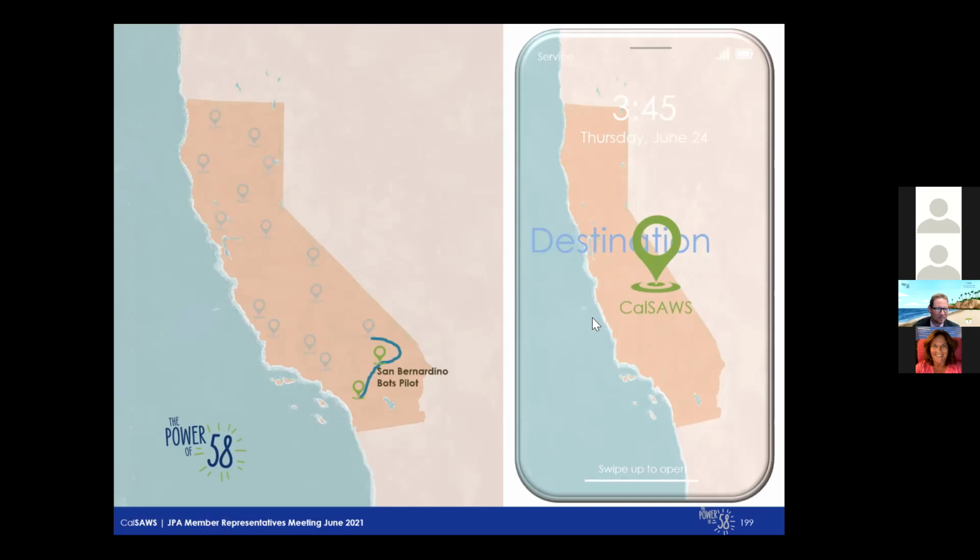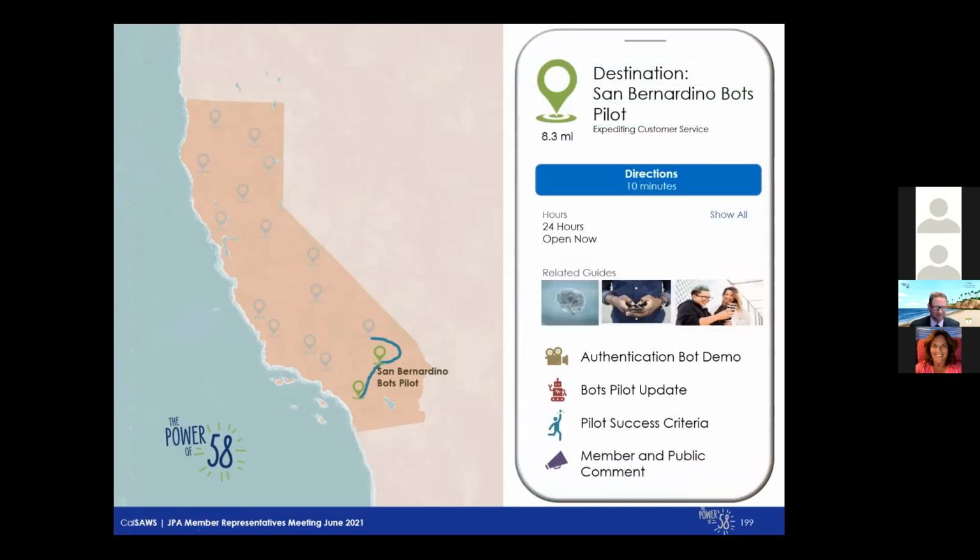Great. Thanks, Daniel. So our next to last stop is the San Bernardino bots pilot, and Gilbert Ramos is going to be joining Danielle and John, who are still with us, to talk about the pilot. So they'll be giving a short demo on the simple bot authentication, give an update on the timeline for the pilot of the authentication bot and the welcome bot and push notifications, and then tell us a little bit about the pilot success criteria. So back to you guys.